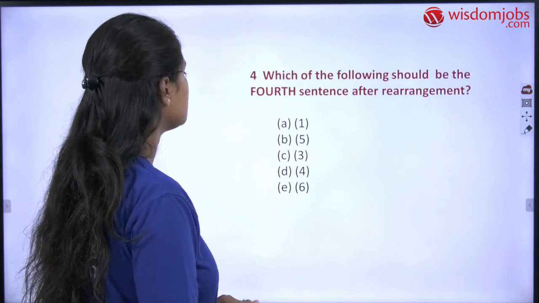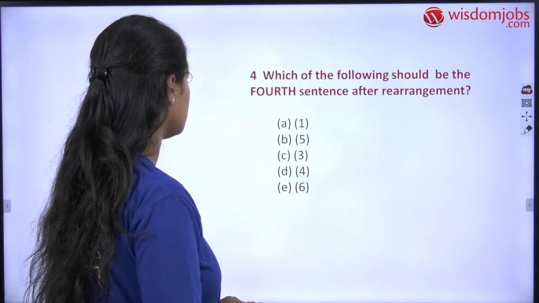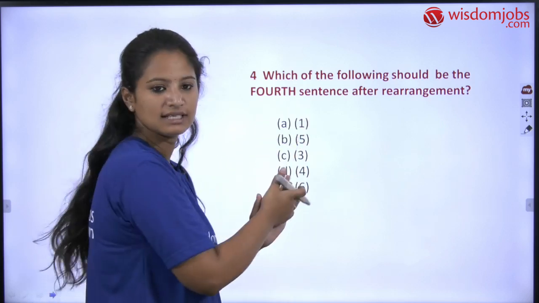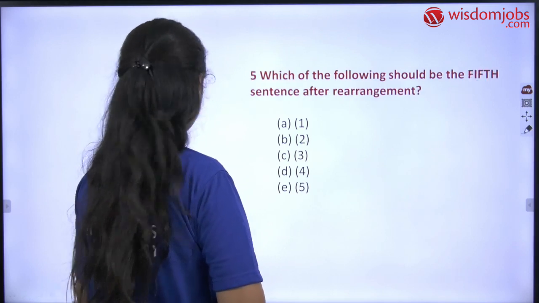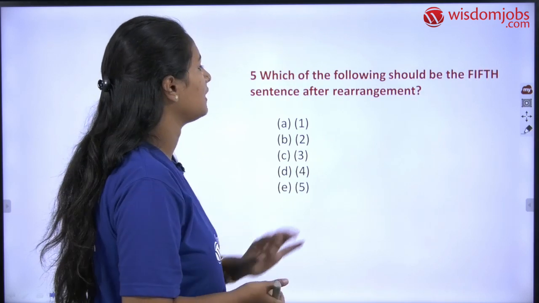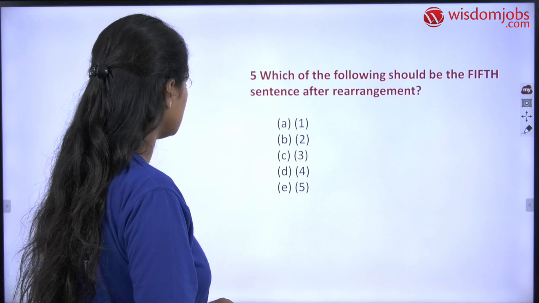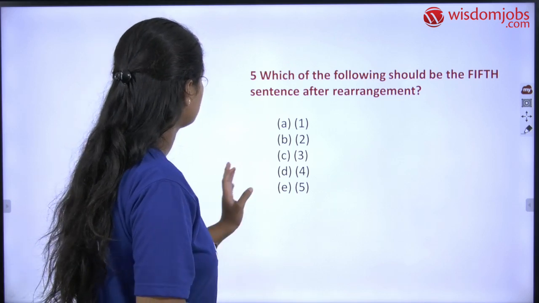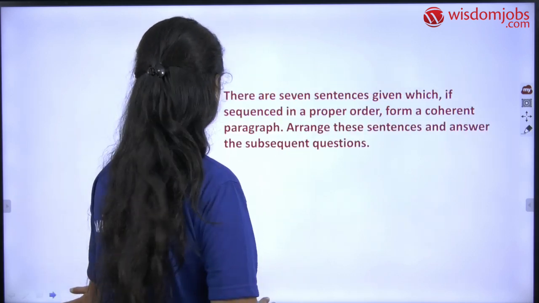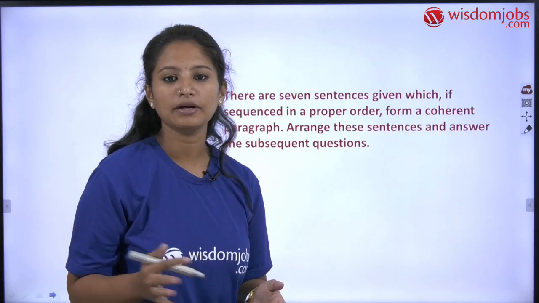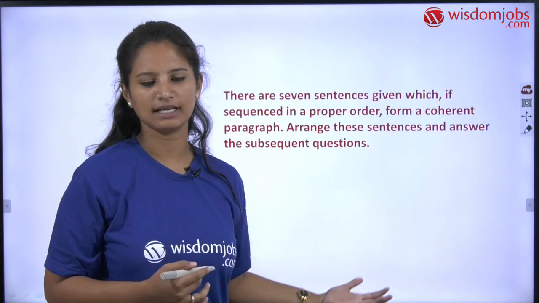Which of the following should be the fourth sentence after the rearrangement? 1 is here, 6, 7, 5, 1 is here. So 1 will be the option. Which of the following should be the fifth sentence after the rearrangement? 2 is here. So 2 is the option. So your possibility is 6, 7, 5, 1, 2, 3, 4. That is your possibility and that is your answer.